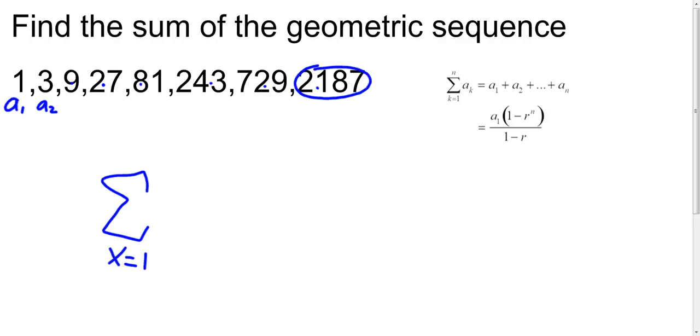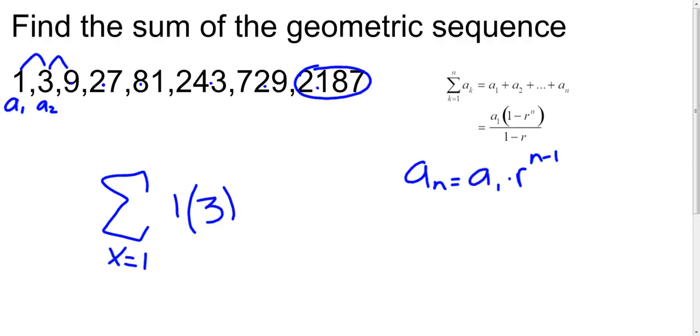The formula for a geometric sequence, remember, goes A1 times r to the n minus 1. In this case, my first term is 1. Your ratio, that's what you're multiplying by every single time. So what I'm multiplying by every single time is 3, to the n minus 1. This is the 8th term. Now, if you didn't know that was the 8th term, you would take this and plug it into an. So I would have 2187 equals 1 times r to the n minus 1.